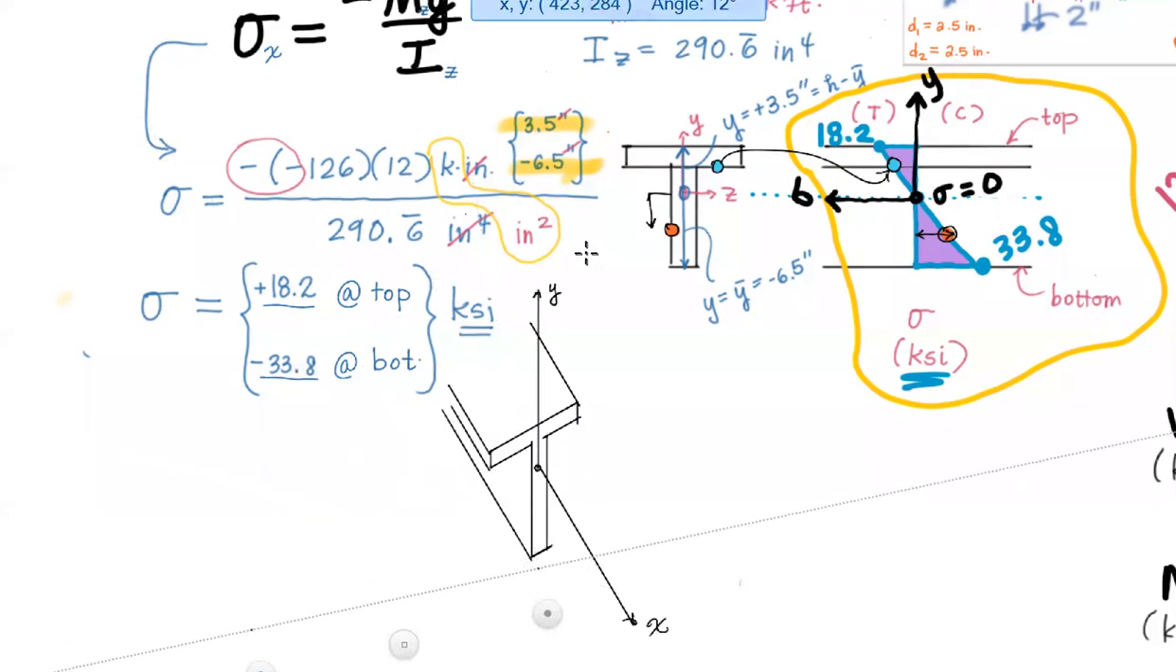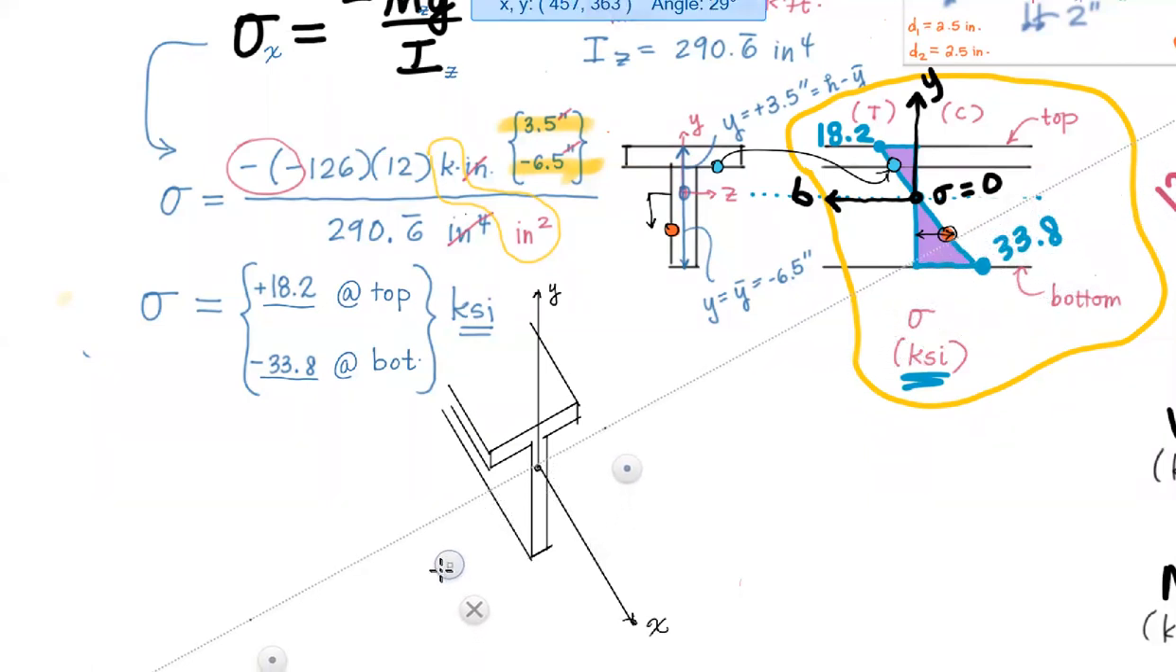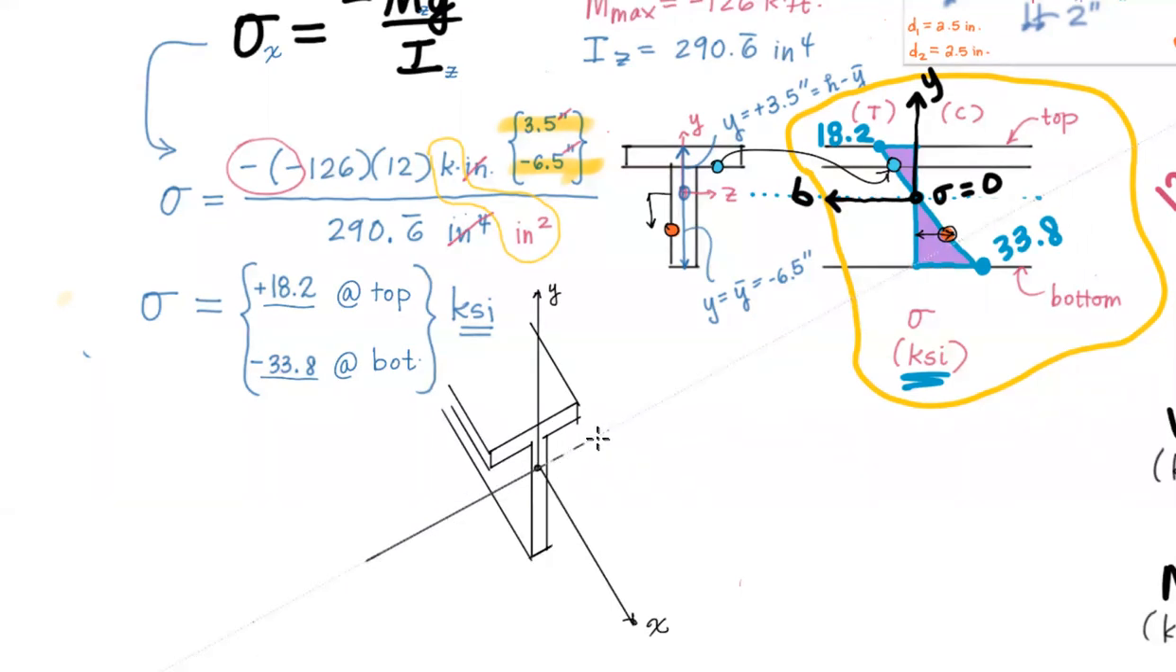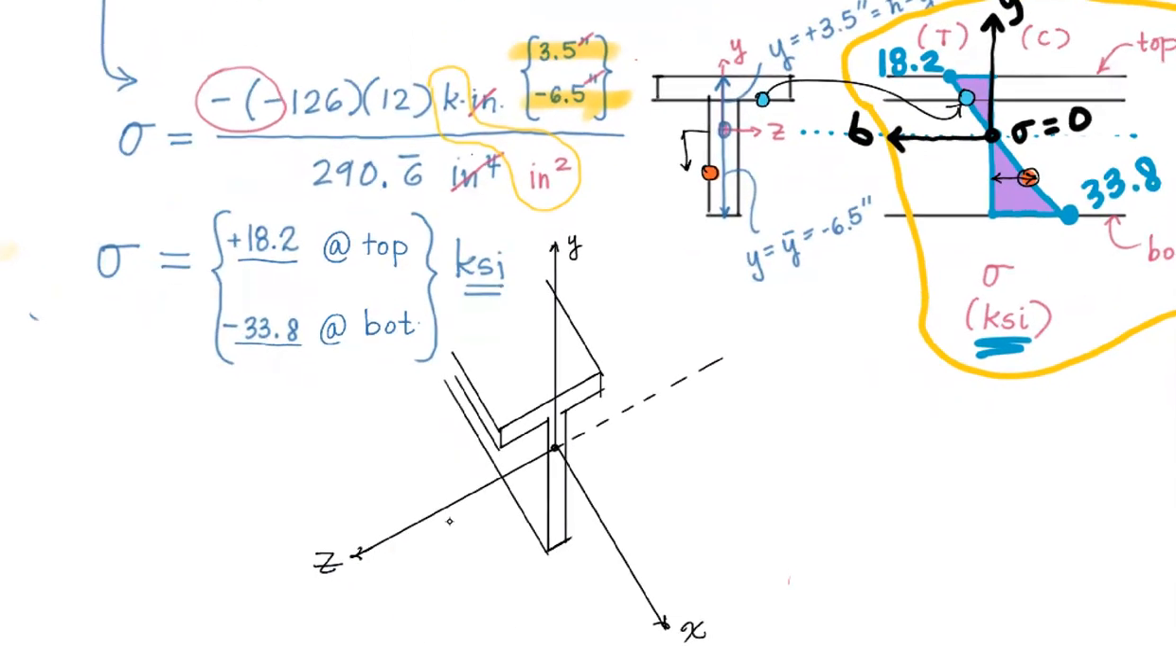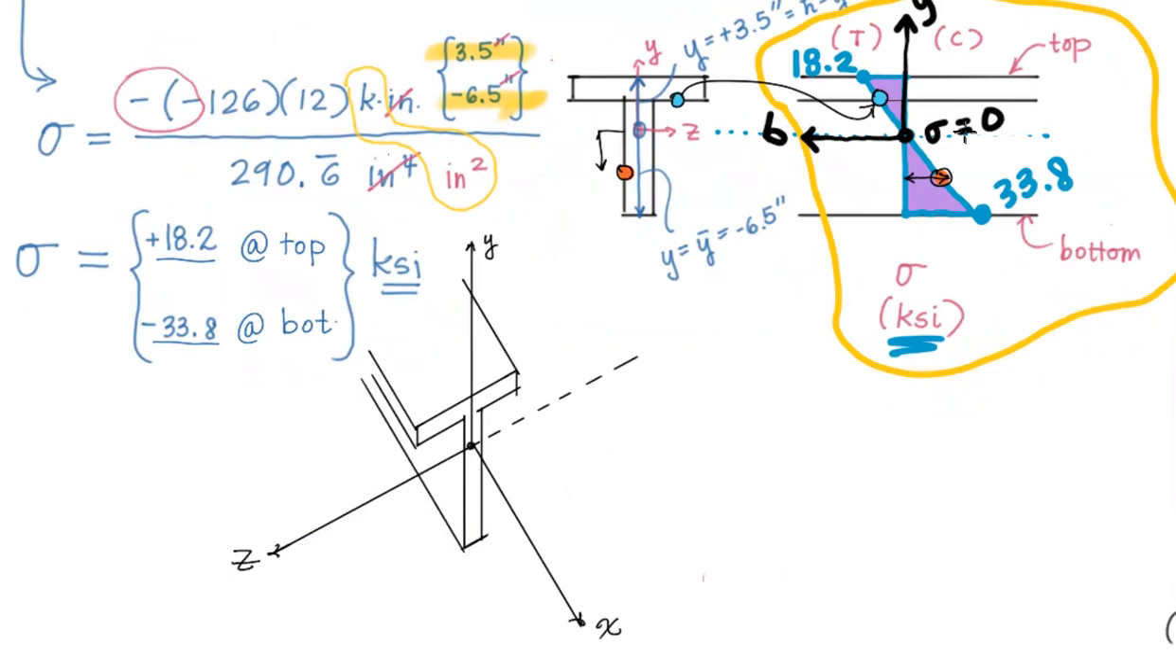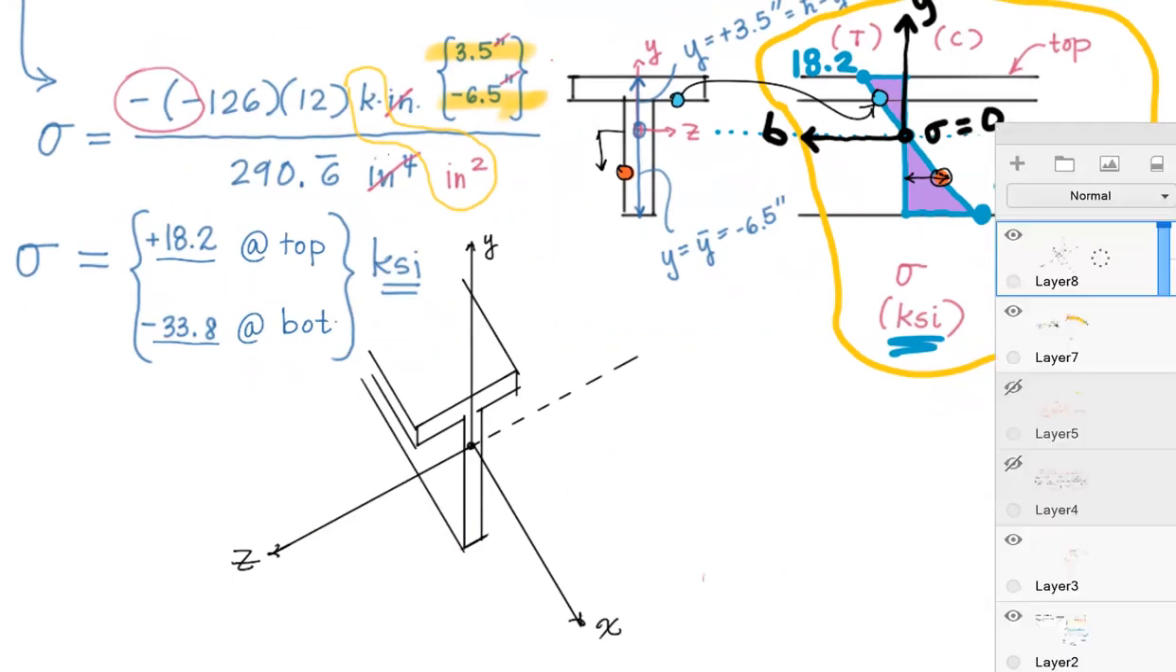And this one at 30 degrees. That is my z-axis. X, Y, and Z. Okay, we have a bending moment about Z. Longitudinal is X. So what I want to do is recreate this stress distribution in 3D.